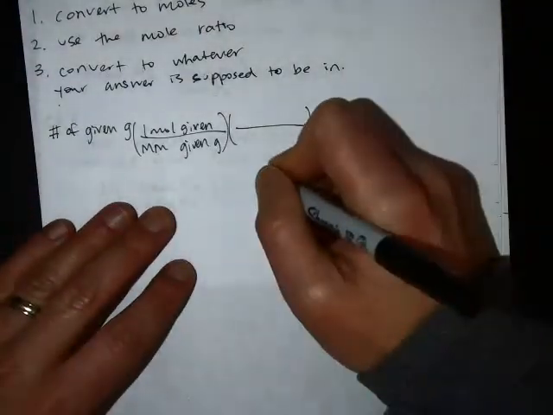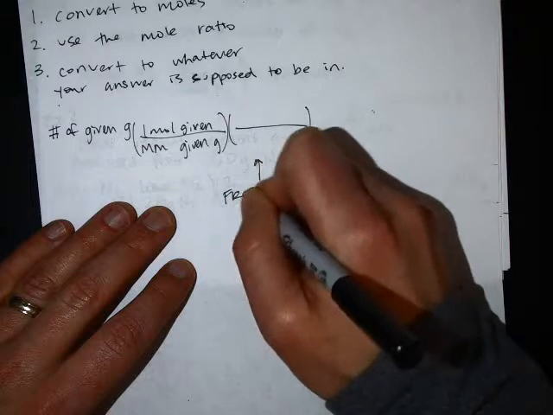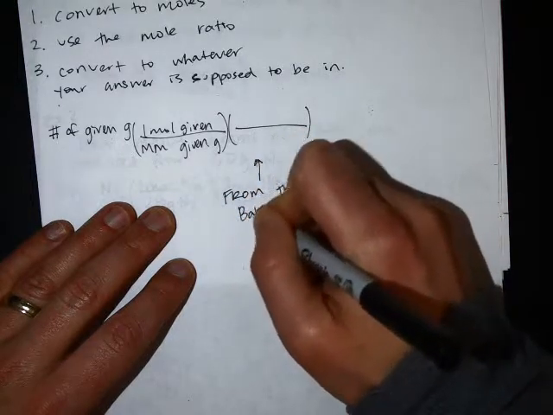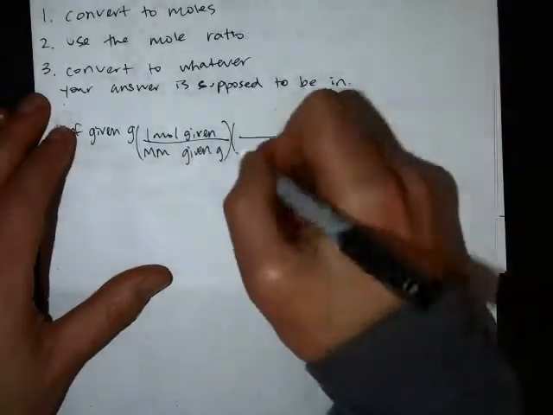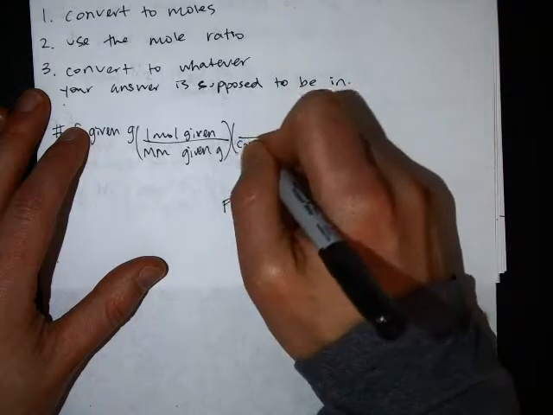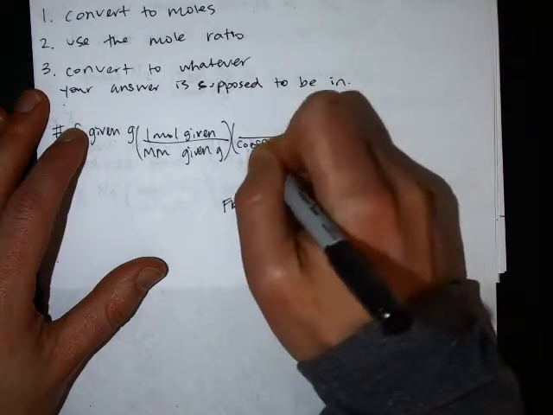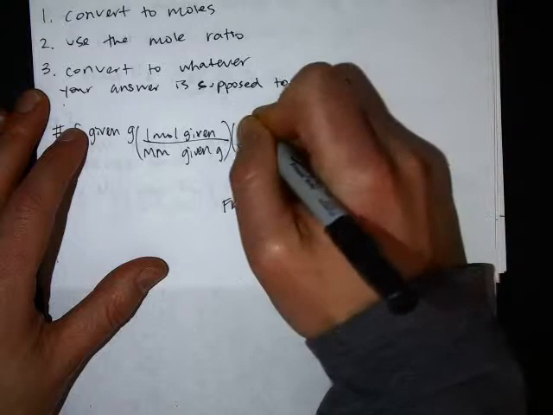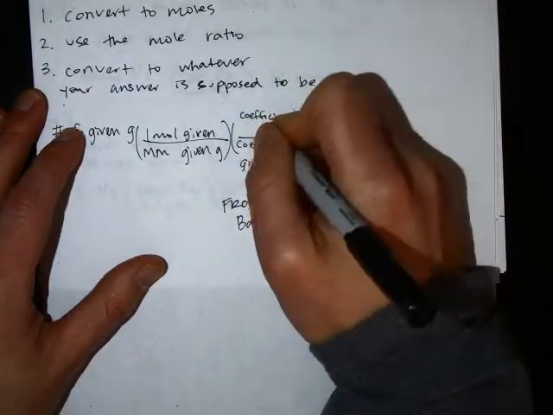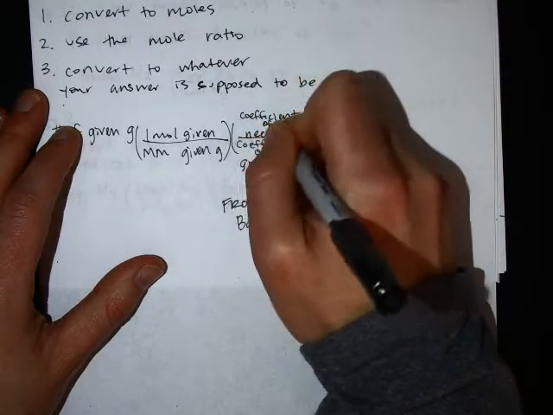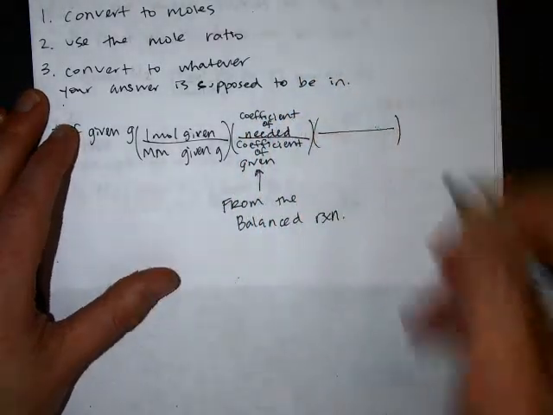The middle step always comes from the balanced reaction. Heaven forbid that you would stray from the template and think about this on your own, but the middle number comes from the balanced reaction. So it's the coefficient of what you are given on bottom. And on top, it's the coefficient of what you want, which we'll just call the needed. Because everyone wants to feel needed.